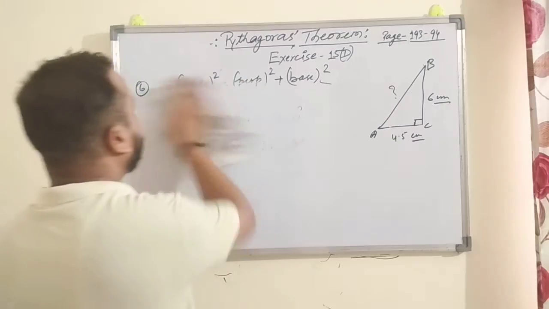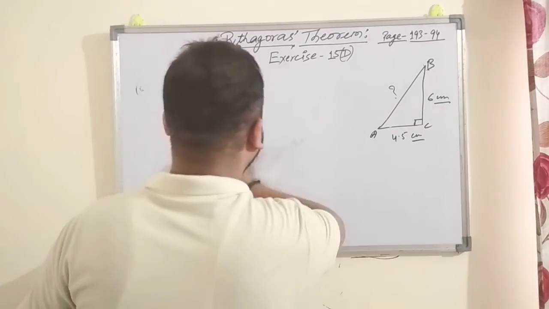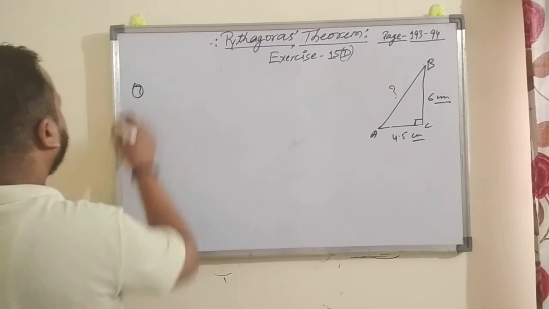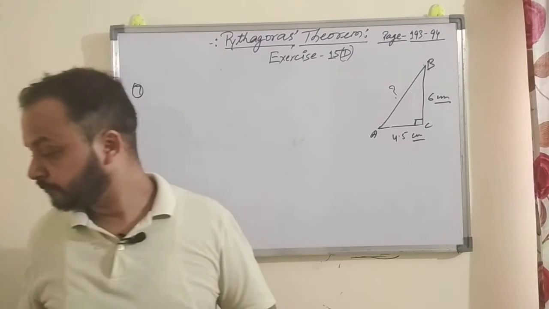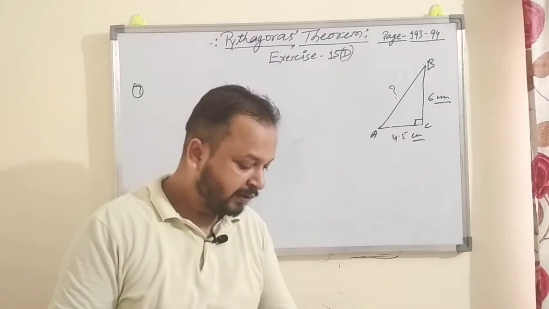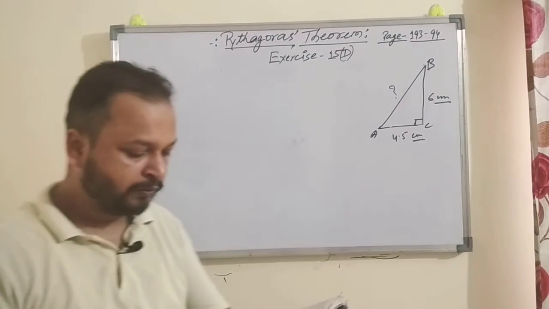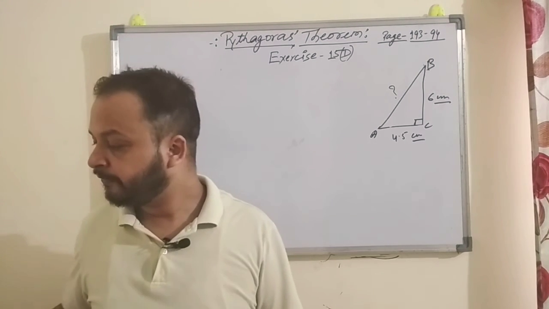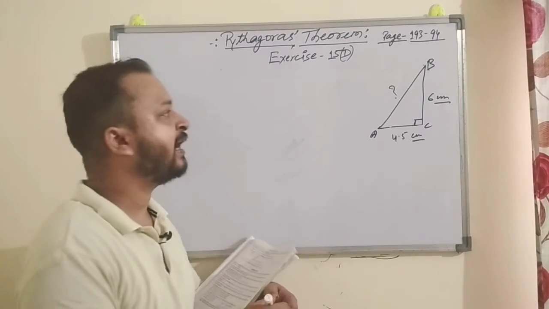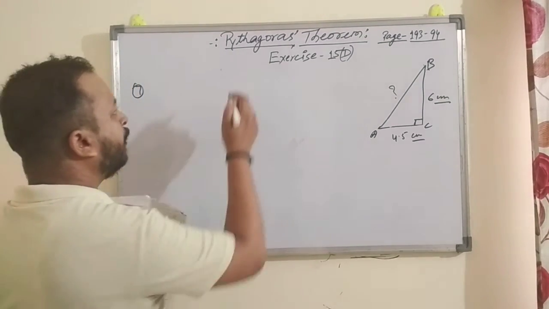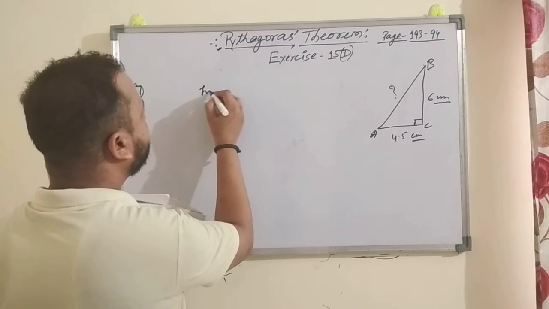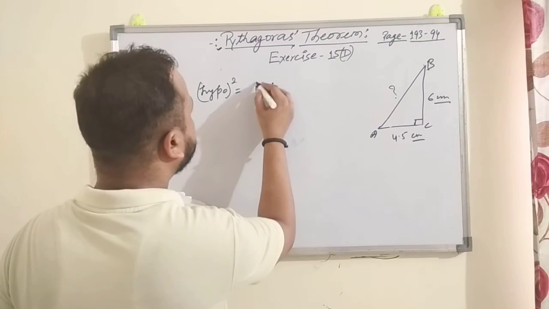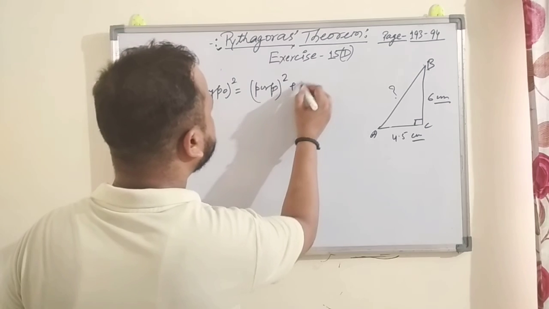Now come to question number 7. Question number 7 is saying, the lengths of the sides of some triangles are given below. Which of them are right angle triangles? You know that in question number 5 we discussed that any triangle is a right angle triangle if it follows the Pythagoras theorem. Means hypotenuse square is equal to perpendicular square plus base square, right?